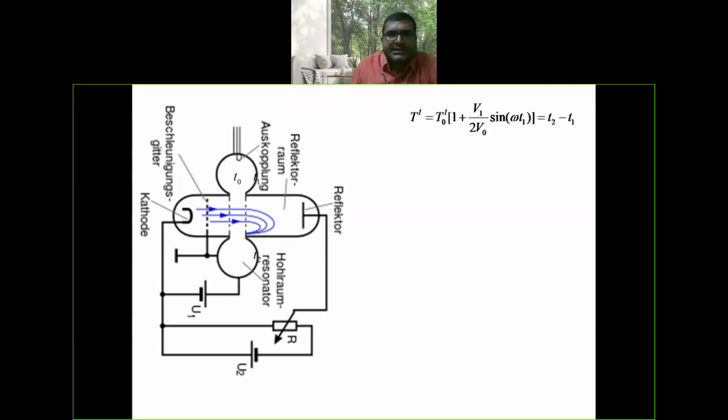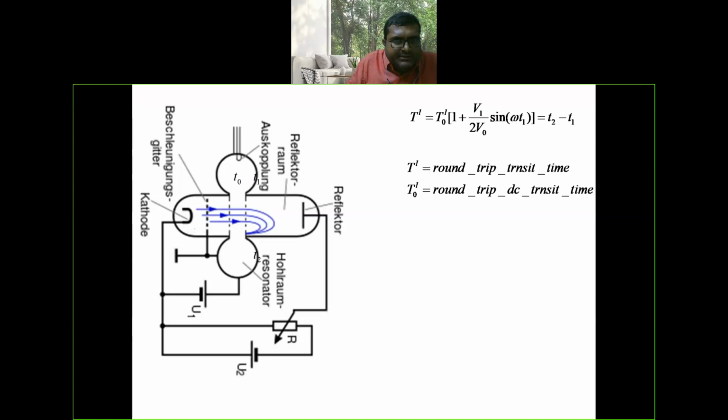Now here, the round trip transit time. T naught is the time for the electron to enter the cavity. T1 is the time for the electron to leave the cavity for the first time, and after passing the gap in the cavity, the electrons repelled by the repeller come back towards the cavity for the second time, that is, once again form bunching in the cavity gap. They return to the cavity at time T2.